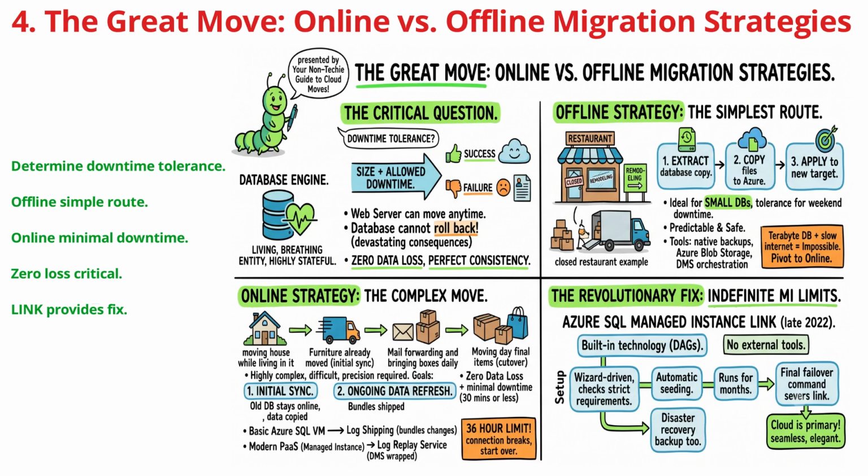If your business can tolerate a long weekend off, the offline strategy is simple. Like closing a restaurant for remodeling, you extract, copy, and apply. But for massive terabyte-sized databases with tiny cutover windows, you must use a complex online strategy, syncing heavy items first, then refreshing data continuously while still operating. Fortunately, the revolutionary Azure SQL Managed Instance Link provides an elegant fix, allowing you to maintain this synchronization indefinitely until you execute a seamless, elegant failover.